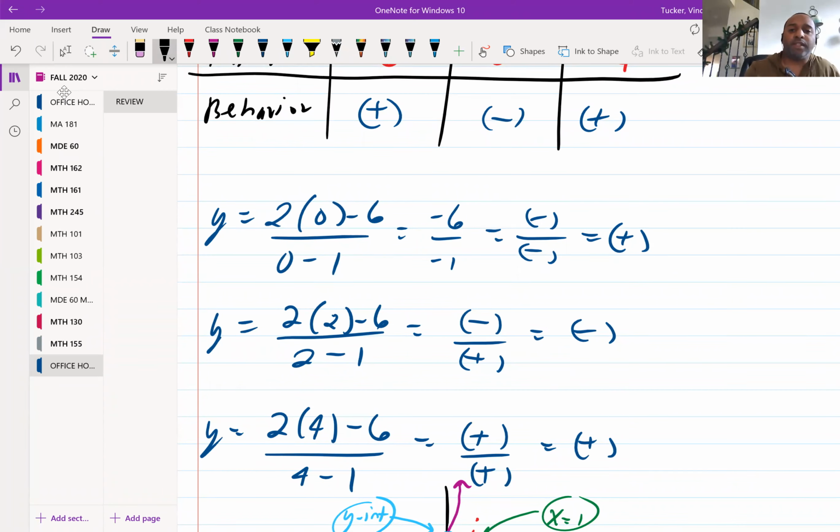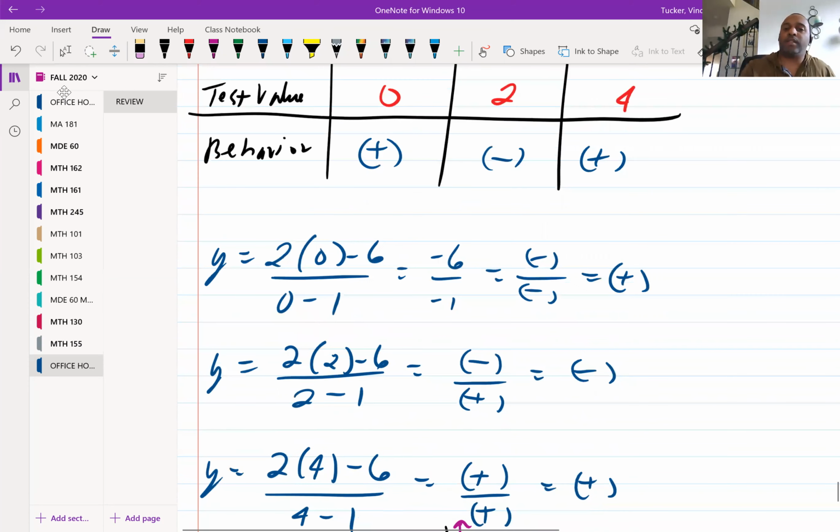Plug in 0. Negative 6 over negative 1 is going to be a positive 6. I didn't write positive 6 right here because it really wasn't about getting a positive 6. It was like, did I get a positive number? And I'll show you how that helps us to know where the graph is in a second. Doing this work, plugging in that positive 2, I end up getting a negative number. And if I plug in something greater than 3, like 4, I would end up getting a positive number.